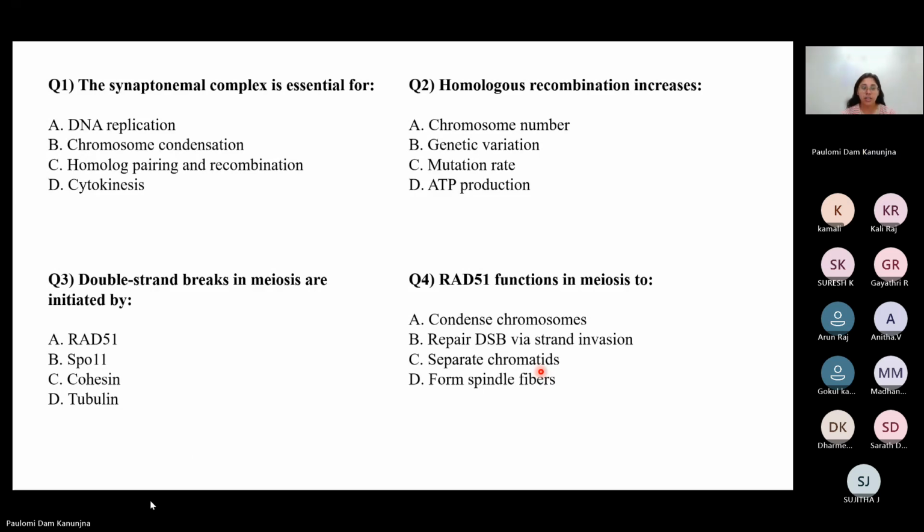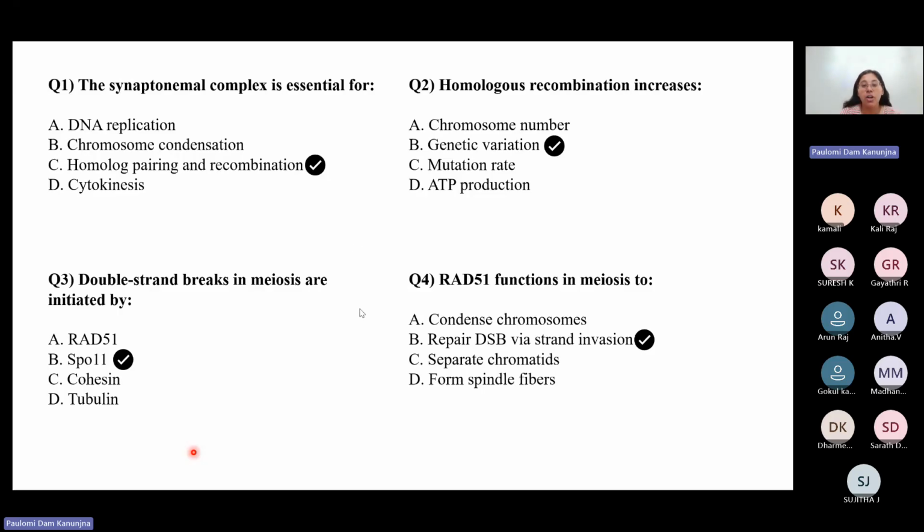Okay. All right. So the answers for this: the synaptonemal complex is essential for homolog pairing, as we know already. It is basically stabilizing the homolog pairing and enabling crossing over. Homologous recombination increases variation, because I told you the genetic material is exchanged between the parental chromosomes. Double strand breaks in meiosis, which are required for the recombination to take place, are made by SPO11. RAD51, I had mentioned, is involved in the recombination.